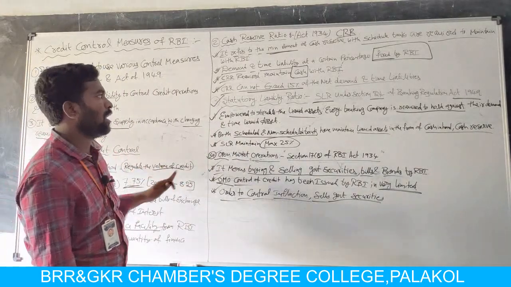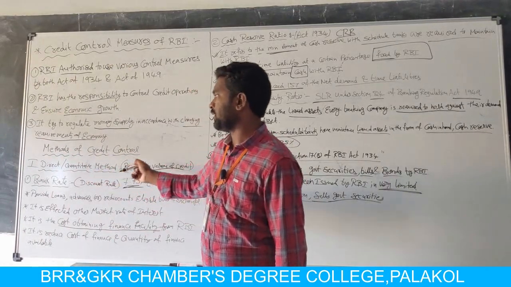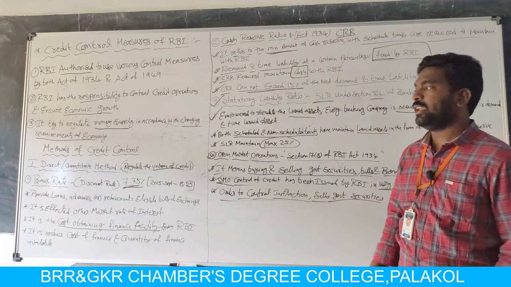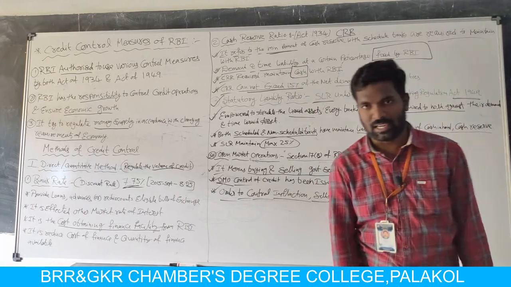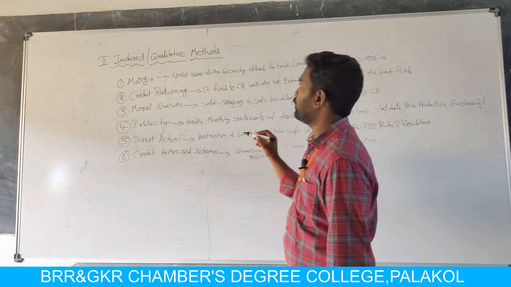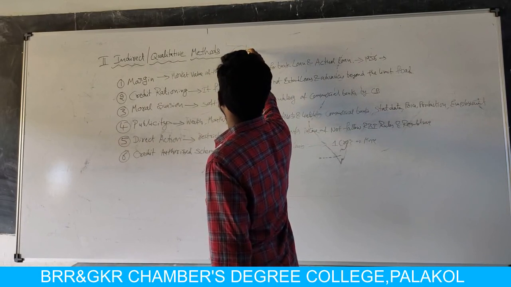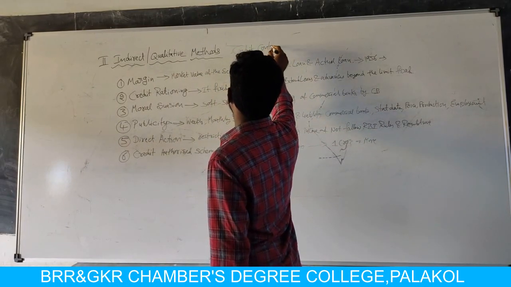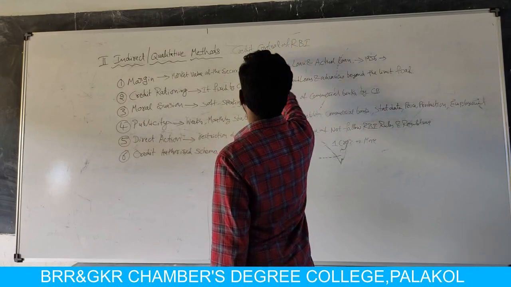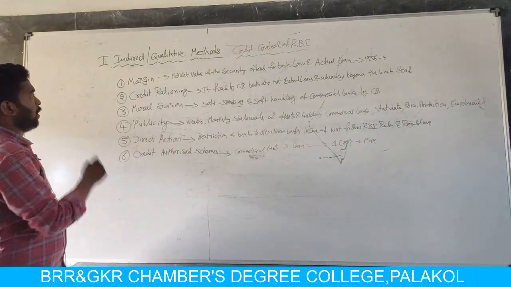These four points are the direct or quantitative methods of credit control measures of RBI, okay. Then next one, indirect or qualitative method. Indirect or qualitative measures for credit control of RBI. So in the indirect method, six points are there.